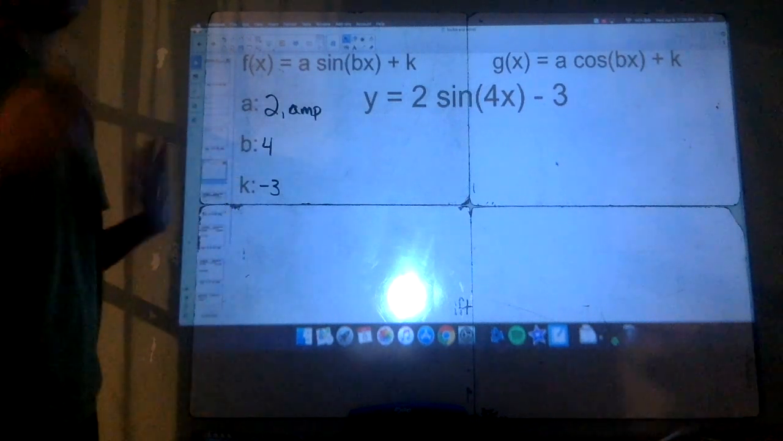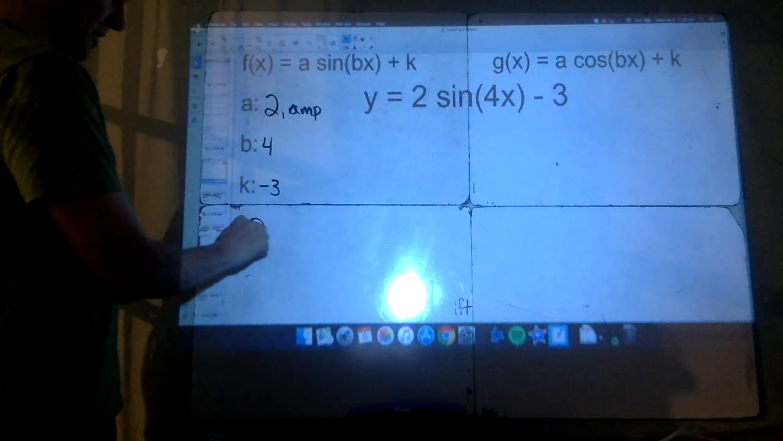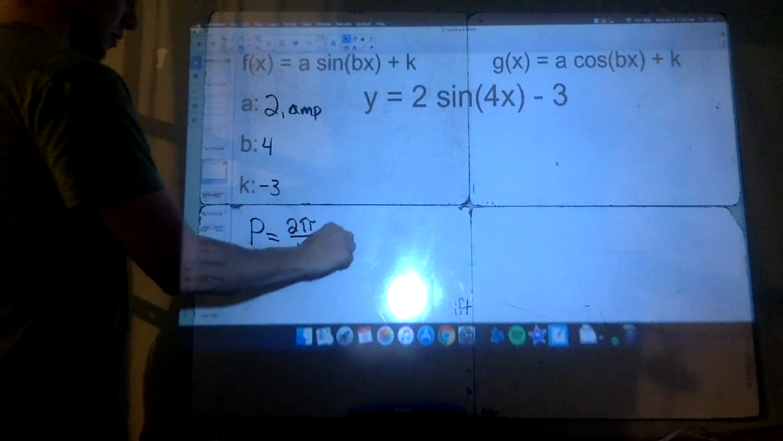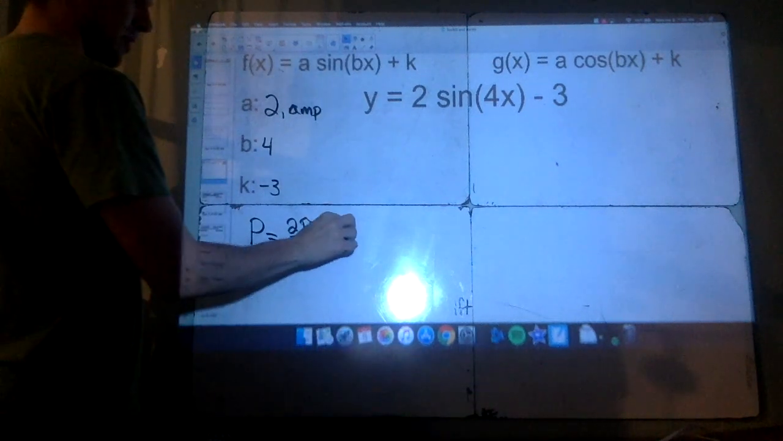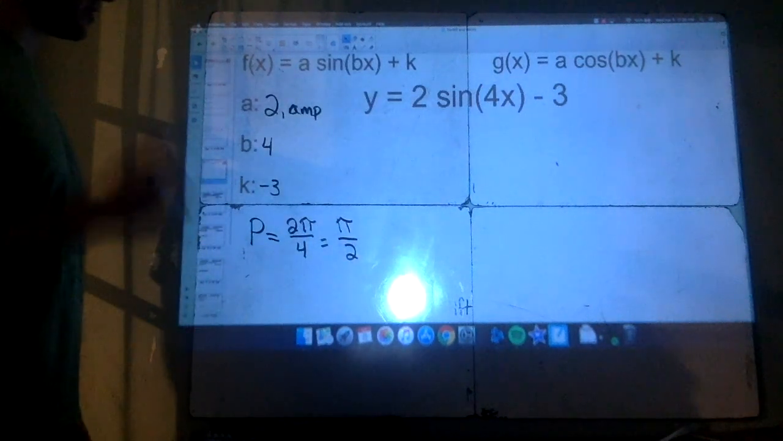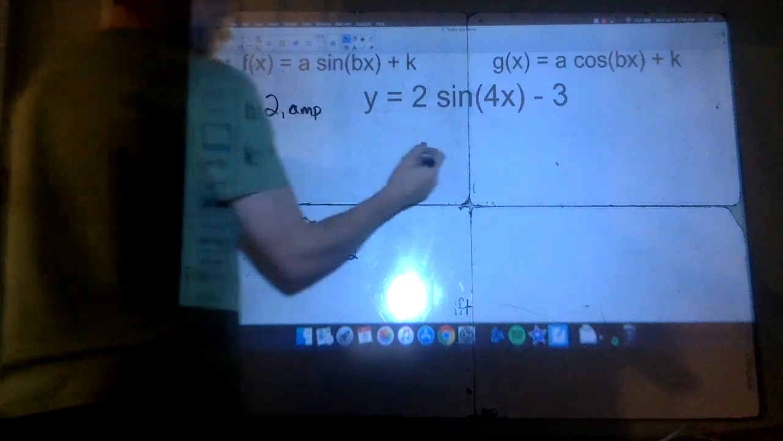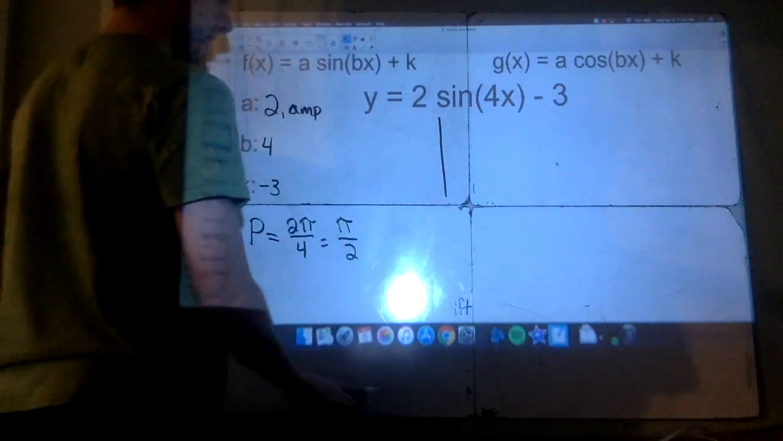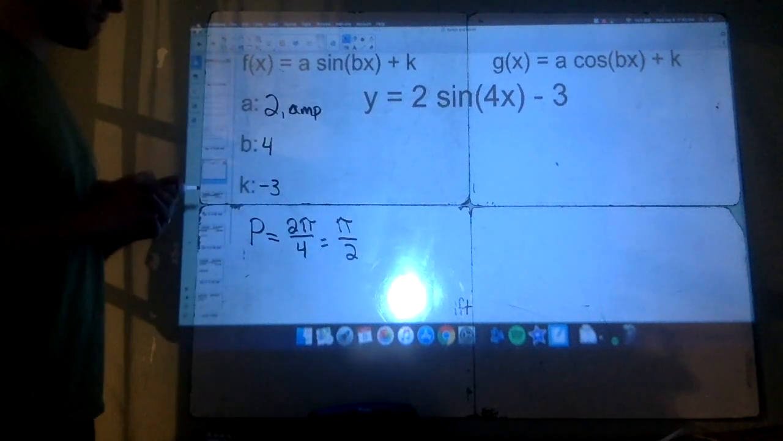So we're going to start by finding what is the period. How long does it take this to go through one cycle? So we're going to say the period is 2 pi divided by 4, which is 2 pi over 4, reduces to pi over 2. So that's really important for us. All right? So the first thing we're going to do here is we're just going to draw a line. And actually, before we do that, let's find what's our maximum and what's our minimum going to be.